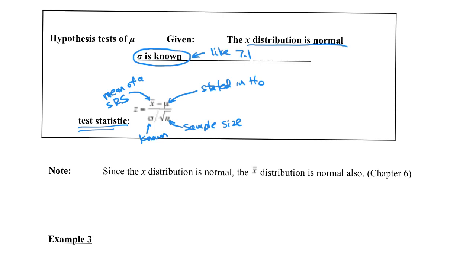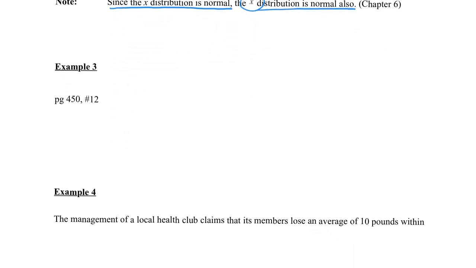And then there's a little note here, and we've seen this in the past. Since the X distribution is normal, the X bar distribution is normal also. Right? We learned that in chapter 6. If we didn't know this, then we'd have to have a sample size of 30 or more, right? So that's just like before. So we've got an example here, which is page 450, number 12. Can you guys believe we're on page 450 already? We're flying through here. Page 450, number 12, we've got A, B, C, and D.